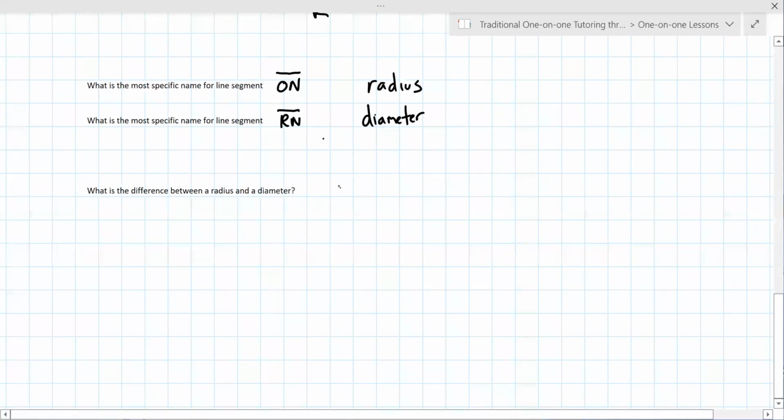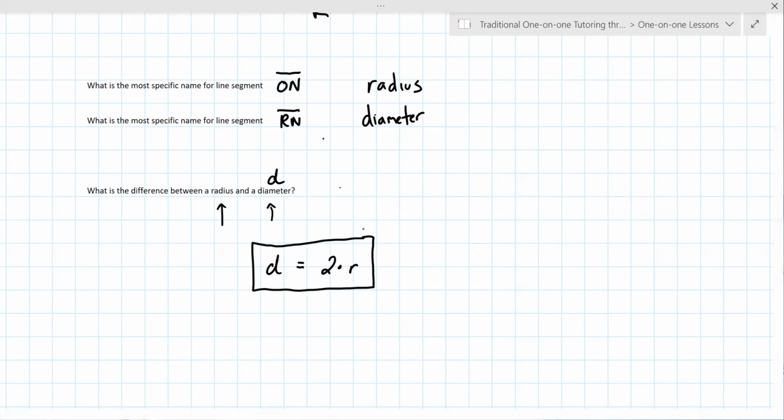Okay, so I really like what you said there. So the relationship between the two is the following. The diameter, we'll call that D, is 2 times the radius. This is a formula that you want to know, that you want to write down.